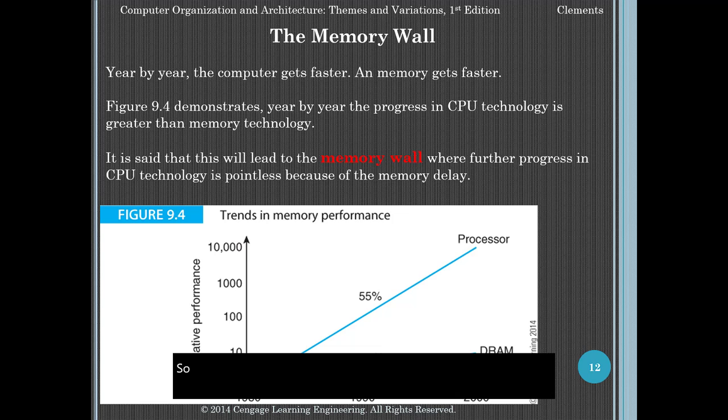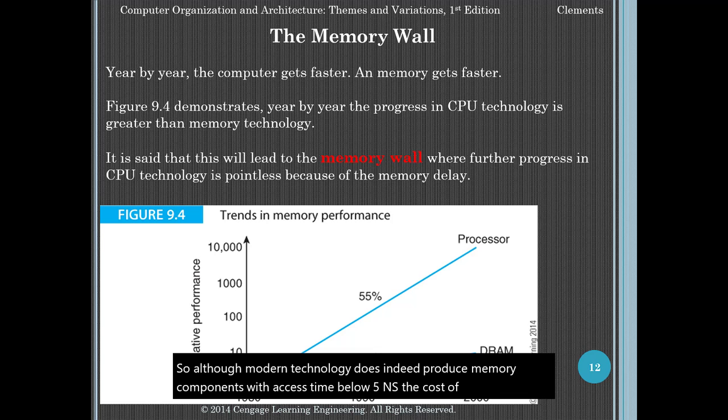Although modern technology does indeed produce memory components with access time below 5 nanoseconds, the cost of such devices prohibits their use in large memory systems. The large-scale economic production of personal computers and workstations in the mid-1990s demanded the use of tried and tested mainstream memory components. So we started with our 16 megabit DRAMs. They had an access time of 50 nanoseconds. And so that cutting edge stuff that actually works as fast as we need is way too expensive.